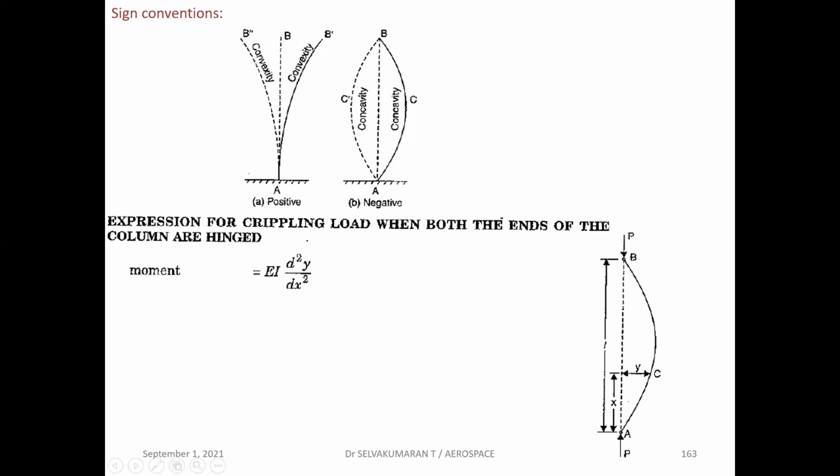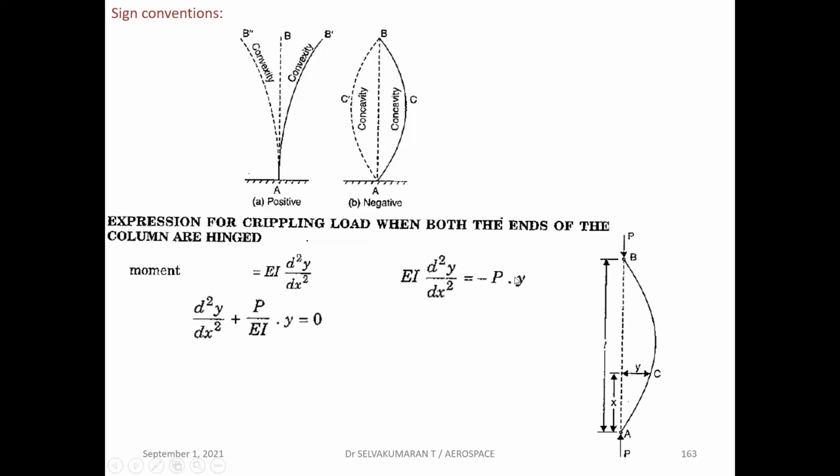So the moment M is equal to EI d square y by dx square. So this is giving negative bending moment. You can see here the sign convention. So minus, I'm taking moment with respect to C. P force into perpendicular distance y, P into y. So d square y by dx square plus P by EI is equal to 0.